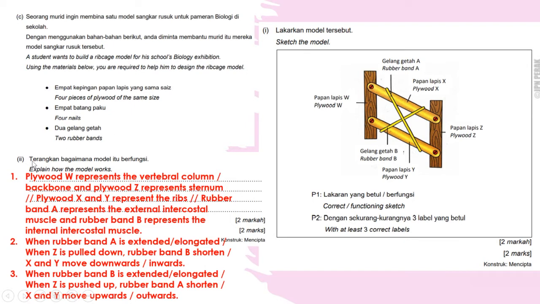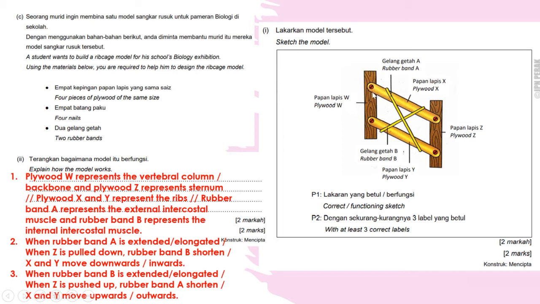Now we go to question number 1C2. Explain how the model works. The suggested answer here, number 1: plywood W represents the vertebral column or the backbone. And plywood Z here represents the sternum.